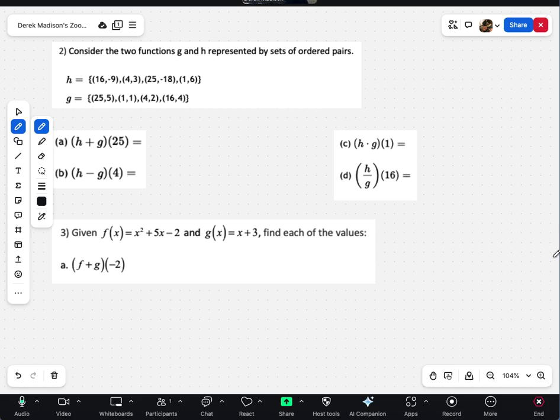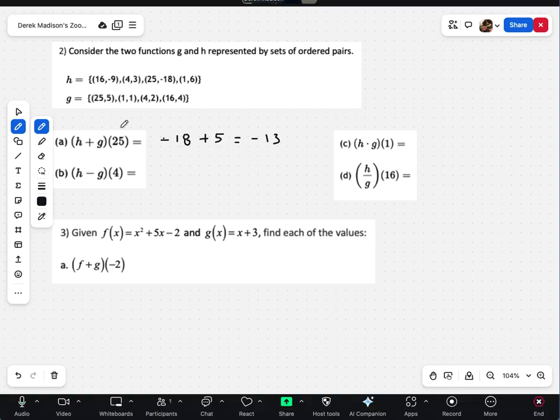Okay, so for number 2, same idea, but this time given ordered pairs. And again, h of 25 plus g of 25 would mean the exact same thing. So this time instead of graphs, we have lists of points. H evaluated at 25 would be negative 18. G evaluated at 25 would be 5. And then negative 18 plus 5 would be negative 13.